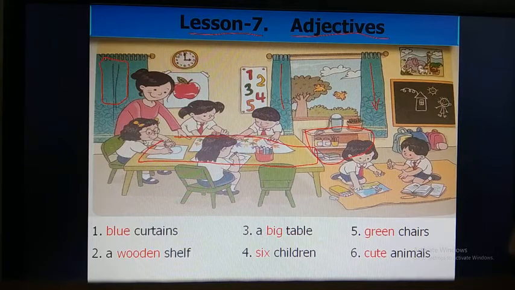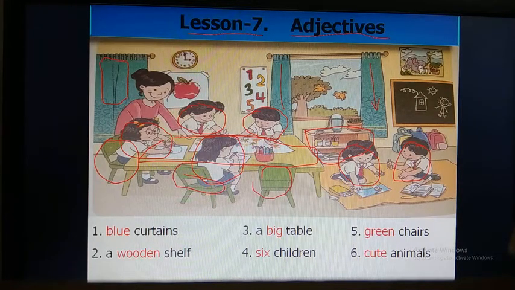You can also see there are 6 children sitting and studying. Very good, like you, all cute children, very hard working children are sitting and studying here. See here, 1, 2. Okay, so there are 6 children. You can also see green chairs. See, the color of the chair is green here. Okay, green chairs you are able to see. You can also see the cute animals on the top right of the picture. Okay, so these are the cute animals.